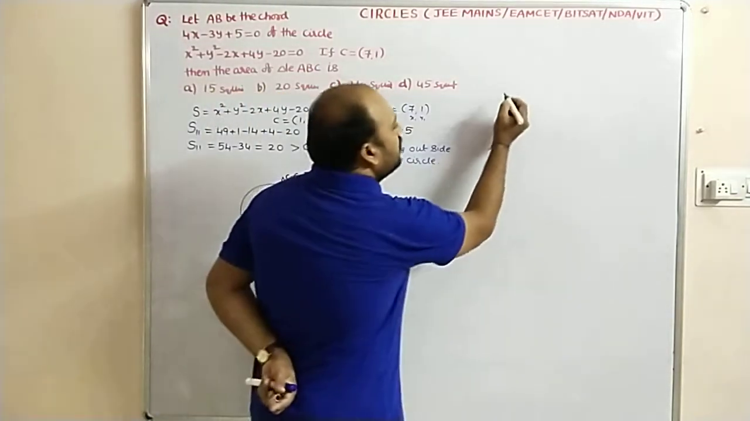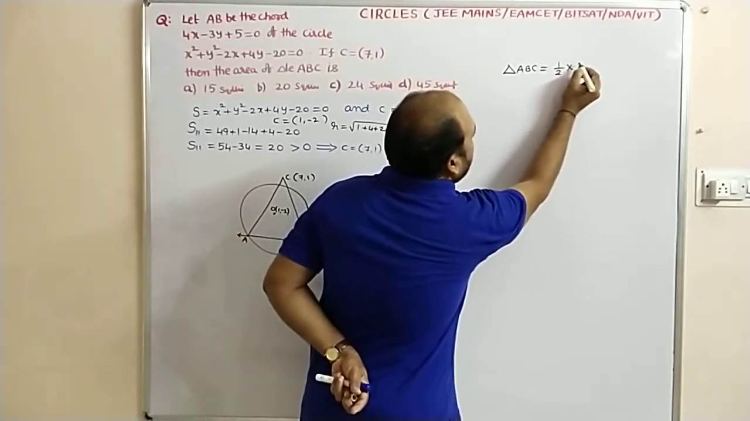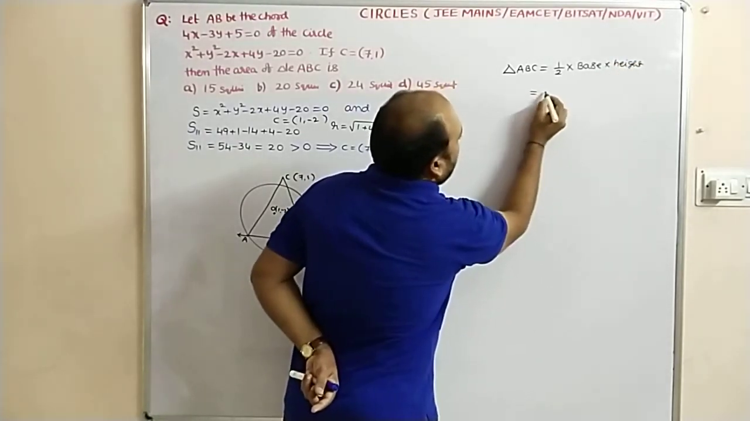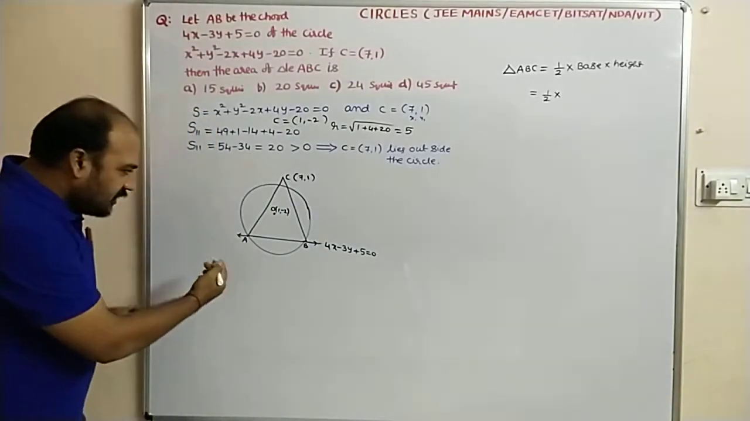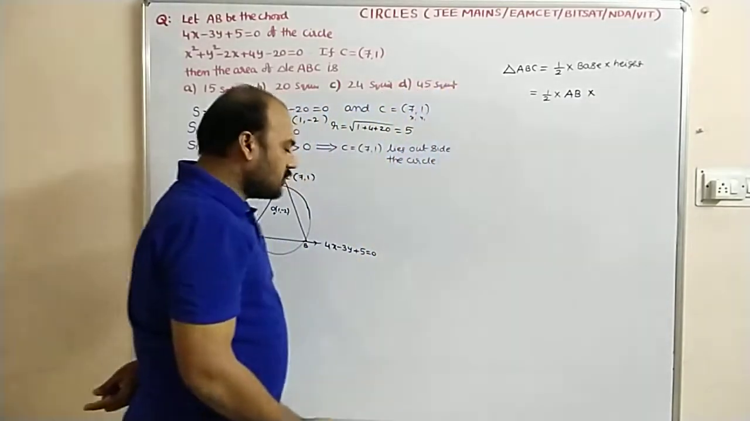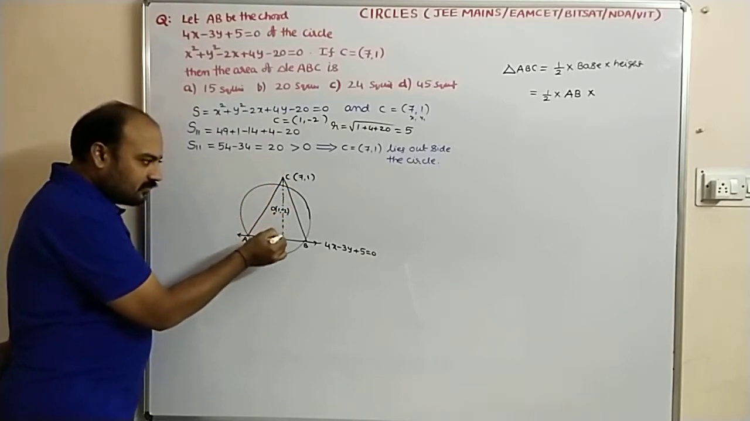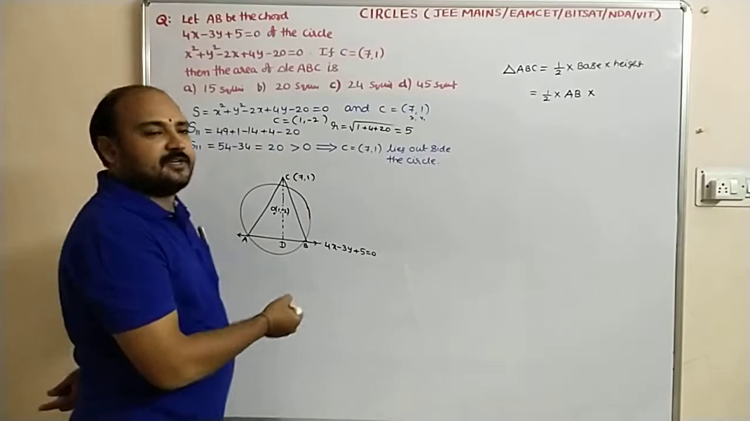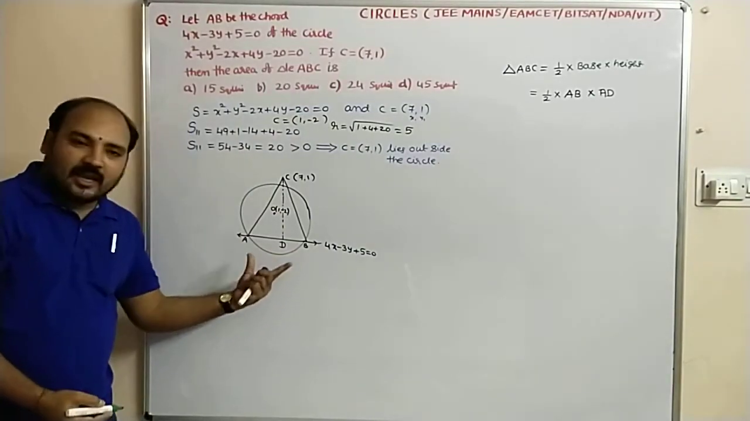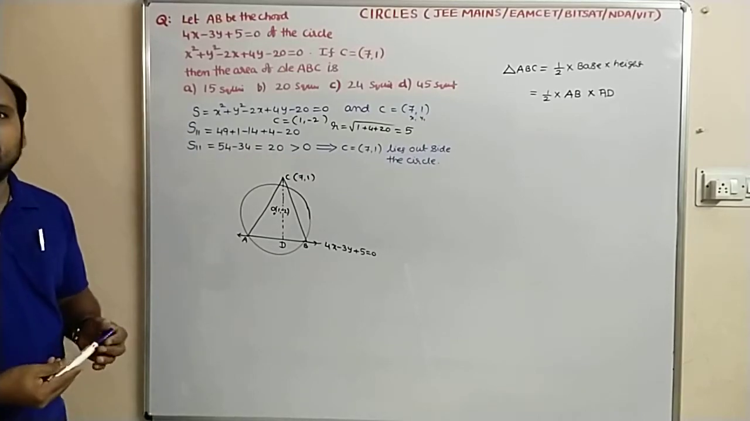What is the area of triangle formula? Area of triangle ABC is equal to half into base into height. Base is what from this? AB is the base, AB into height. Height is what? From here to here, AD is the height. Now we will calculate AB. AB means what? Length of chord only. To calculate the length of the chord, what is the formula? 2 into root of R square minus D square.